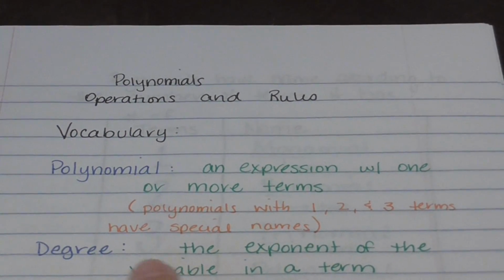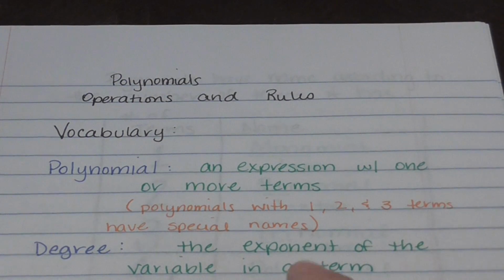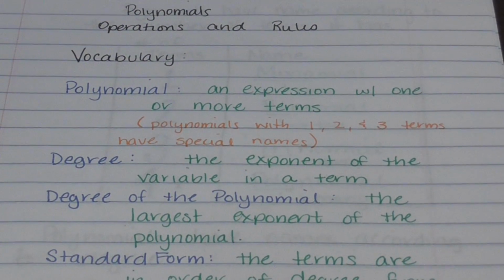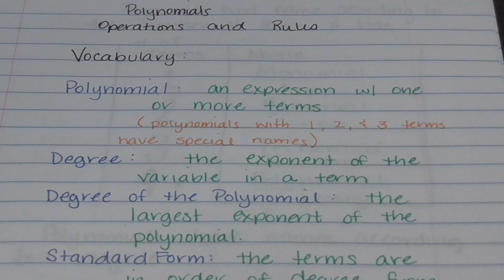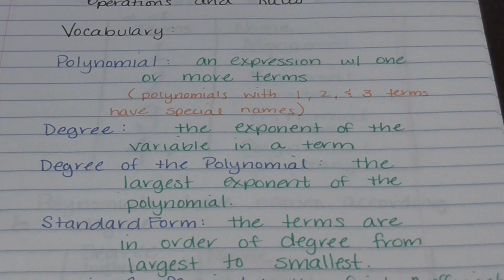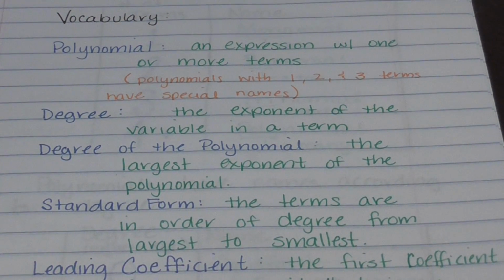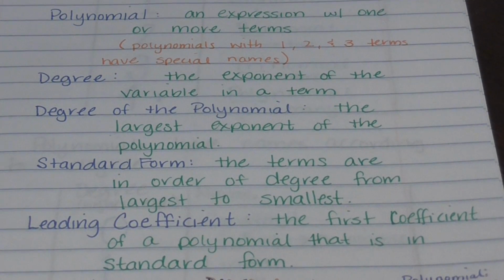The degree of any term is the exponent of the variable in that term. The degree of the polynomial is the largest exponent of the whole polynomial. Standard form lines up the terms in order of degree going from largest to smallest. And the leading coefficient is the first coefficient of the polynomial that is in standard form.